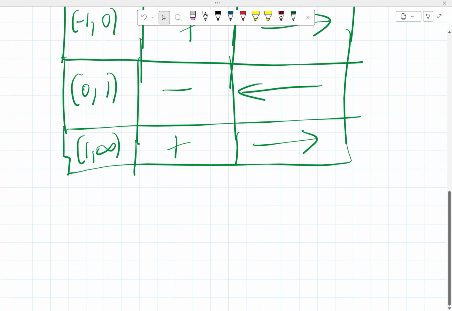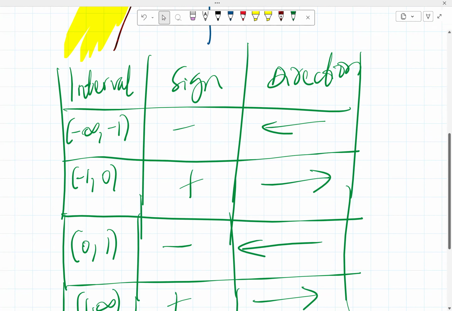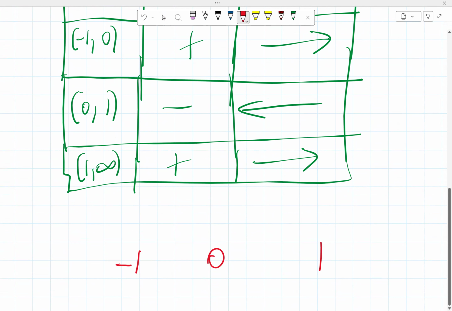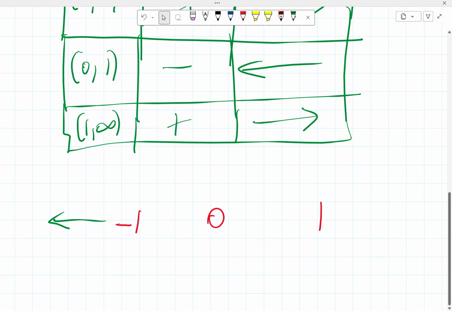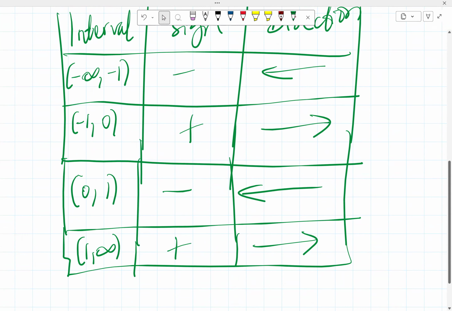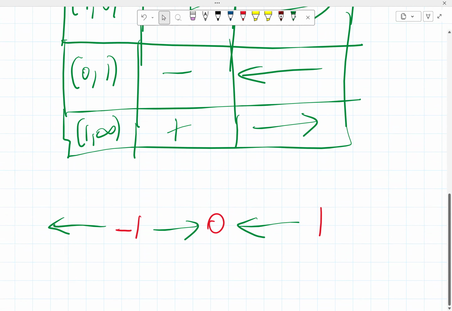So if you put everything together now, let me change the marker in this case. You have minus 1, you have 0, and you have 1. For this minus 1, you have the arrow pointing away for the first interval. For the next interval between minus 1 and 0, you have the arrow pointing right. It's positive, so it's pointing right. From 0 to 1, you have this pointing this way, because the function is negative there. Then the other one, you have this pointing away.